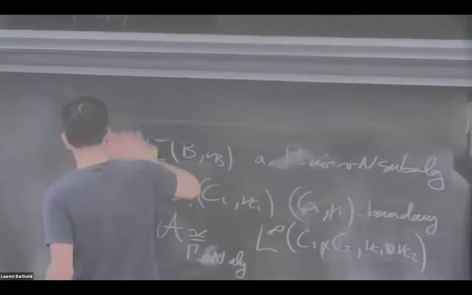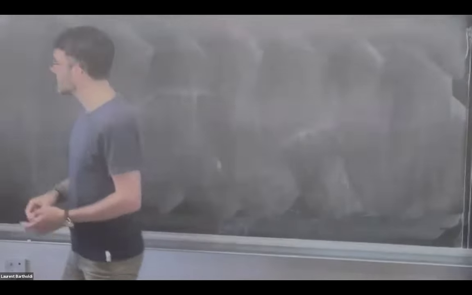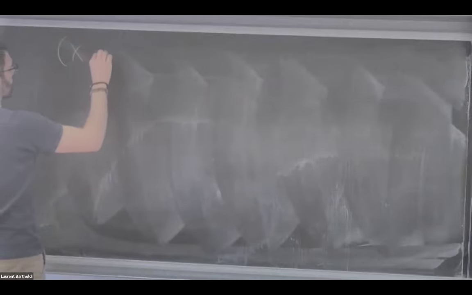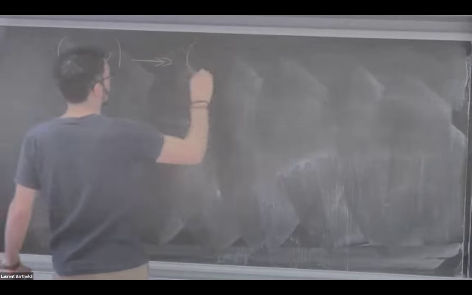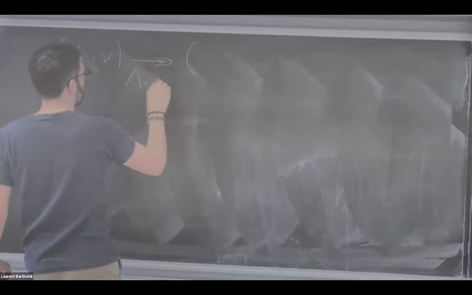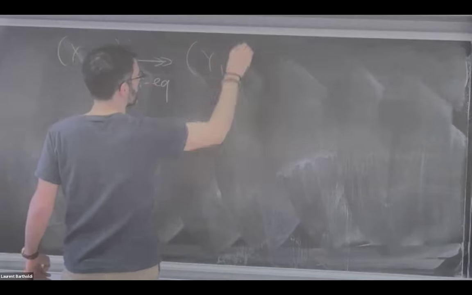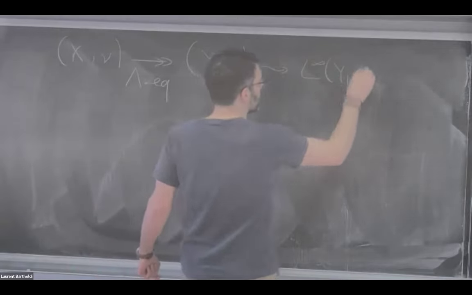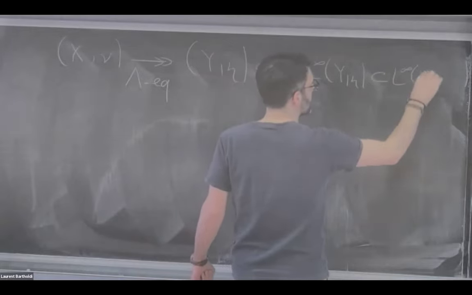The main reason I'm about to say puts this in an interesting perspective. The important remark is this: assume that you have a quotient space, a lambda-equivalent quotient. So assume that Y is a quotient of X. Then, naturally, as I said, it gives you an inclusion of any field of Y inside any field of X.